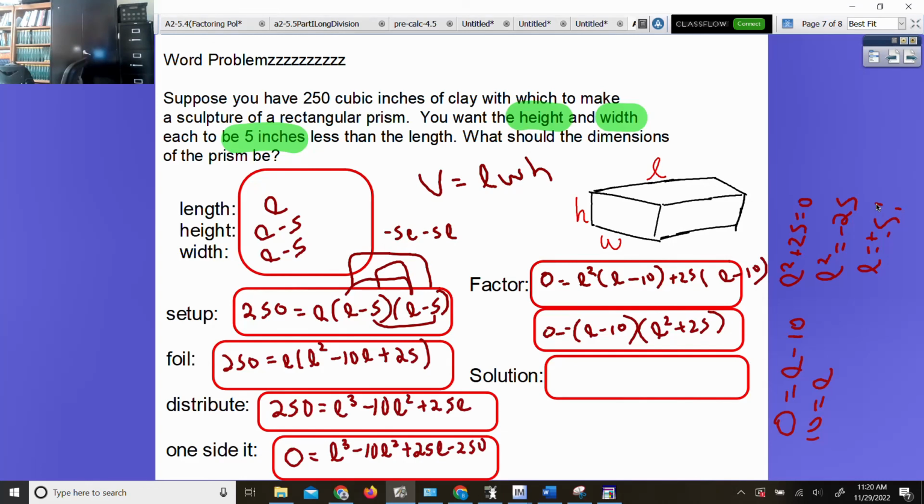The first one. So the length is 10. The width and the height are 5 less, so what are they? 5 and 5. Width is 5 and height is 5. And how's that good? 5 times 5 times 10 is 250. There it is.